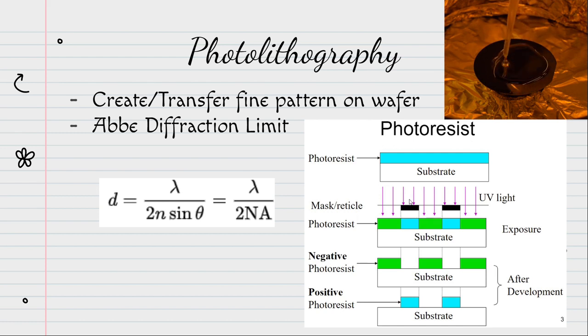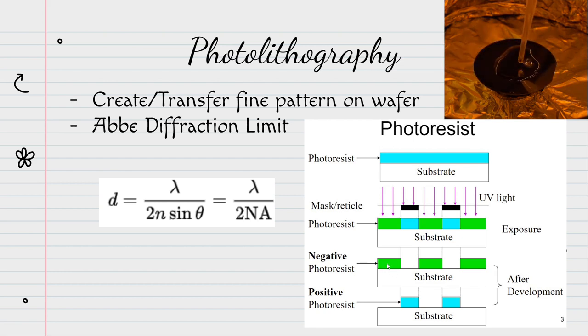UV light will then start exposing the wafer through a mask. As you can see, some areas of the photoresist are exposed while others are not. For positive photoresist, the exposed area will become soluble, and for negative photoresist, it will be the opposite. So then we can put the wafer into a solution to remove the unwanted resist, and this process is called development.